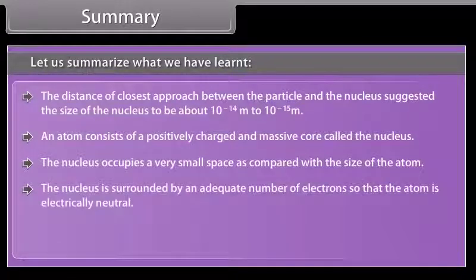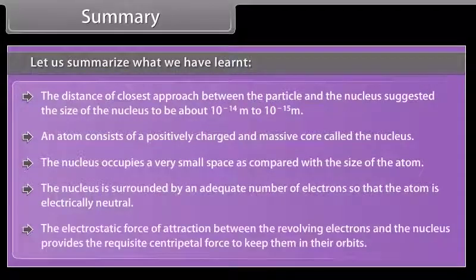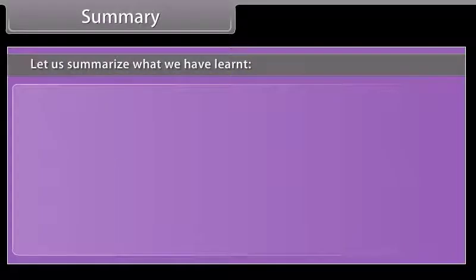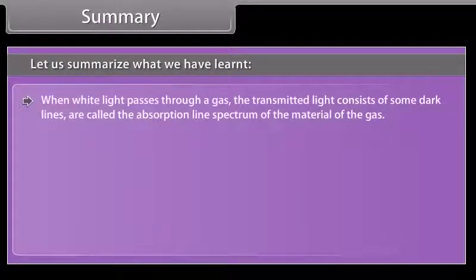The nucleus is surrounded by an adequate number of electrons so that the atom is electrically neutral. The electrostatic force of attraction between the revolving electrons and the nucleus provides the requisite centripetal force to keep them in their orbits. When white light passes through a gas, the transmitted light consists of some dark lines, called the absorption line spectrum of the material of the gas.